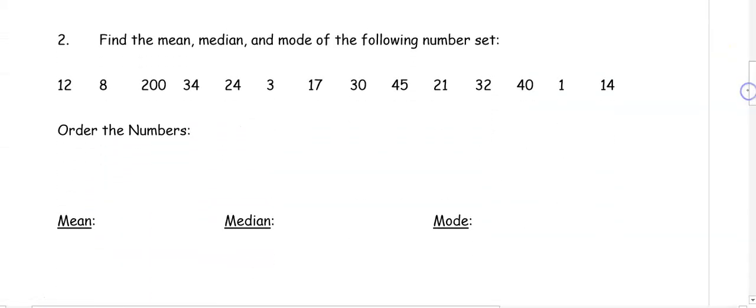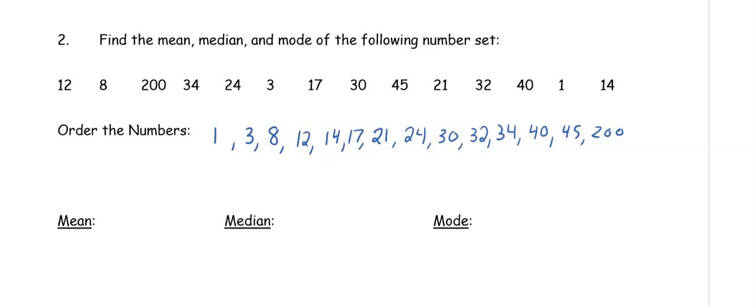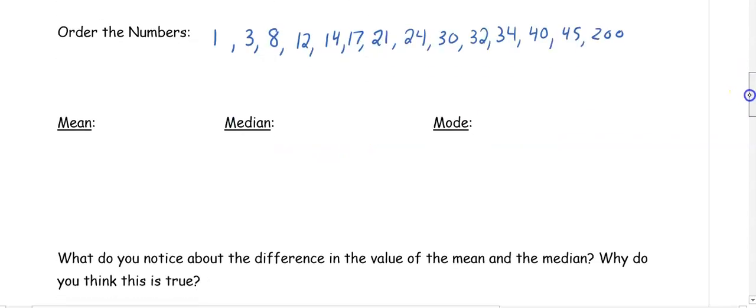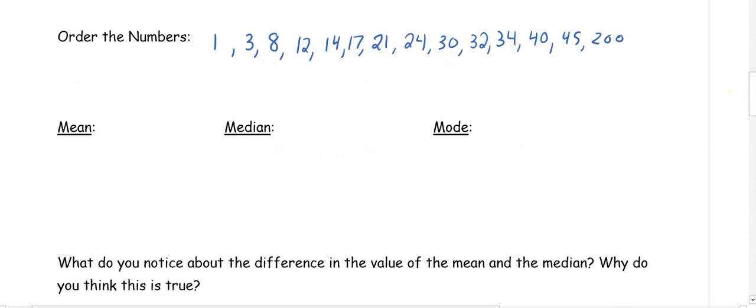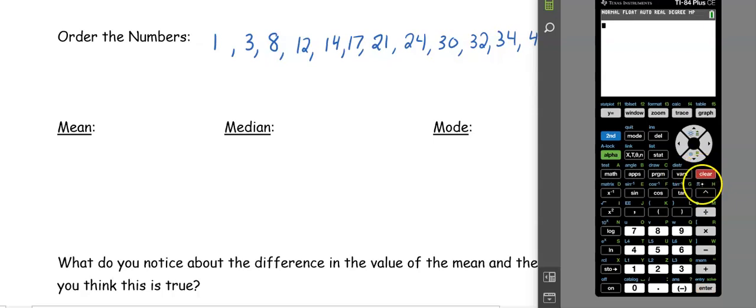So let's look at another example. Find the mean, median, mode of the following data. So again, I'm going to pause the video and order these numbers from least to greatest. So now that I have my numbers from least to greatest, I can complete my problem. So first I want to find the mean, which means I need to add all of these numbers together.